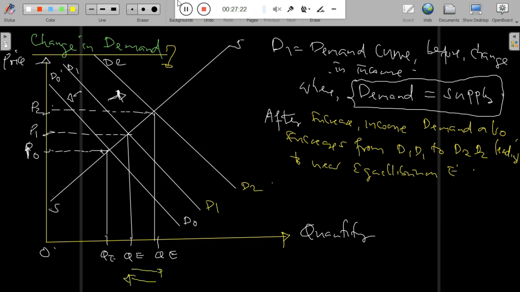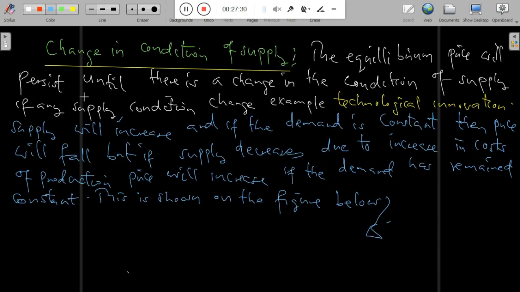Change in condition of supply. The equilibrium price will persist until there is a change in the condition of supply. If any supply condition changes, for example technological innovation, supply will increase, and if the demand is constant, then the price will fall. But if the supply decreases due to an increase in the cost of production, price will increase if the demand has remained constant. This is shown in the figure above.